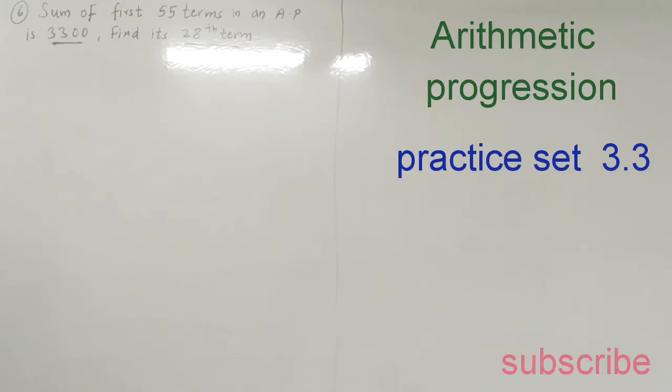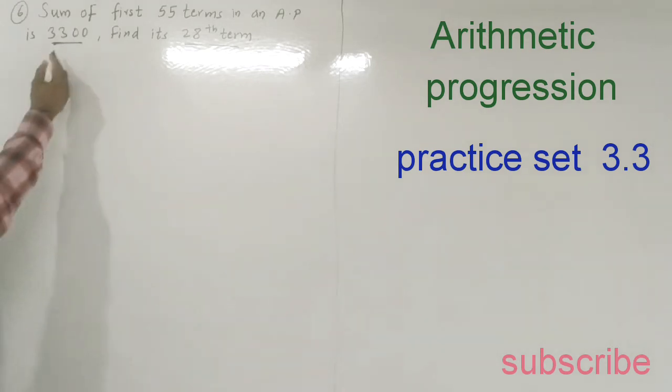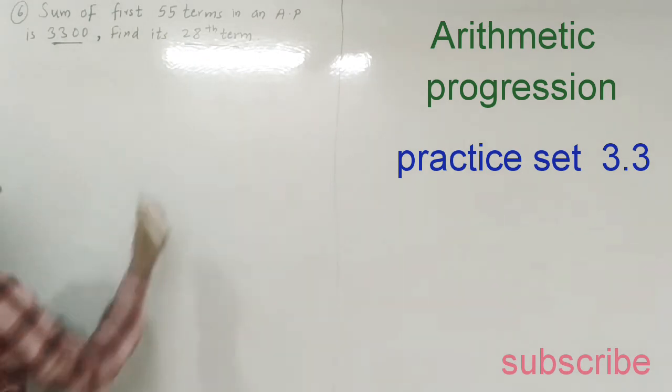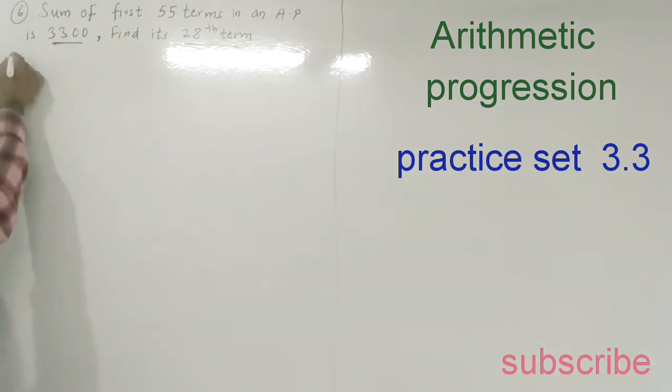Dear students, today we'll solve the examples of practice set 3.3. So sixth example is: the sum of first 55 terms in an AP is 3300. Find its 28th term. So what is given here?